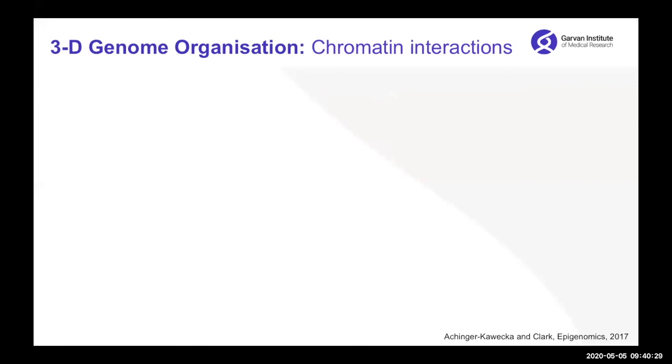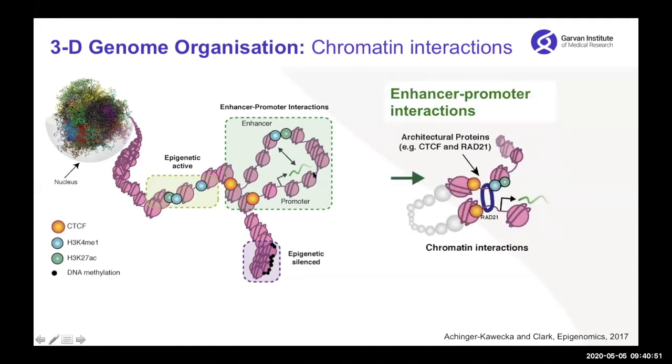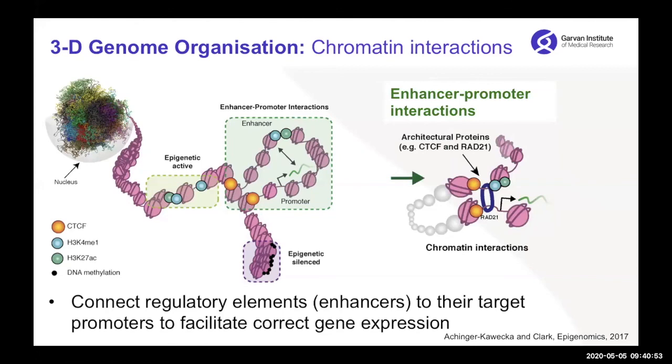So as Anthony already mentioned, the 3D genome is organized inside the cell nuclei in a very tightly organized manner. And the first level of organization that we looked at were the chromatin interactions. So these are interactions frequently between enhancers and promoters. They are maintained by CTCF and cohesin, and we know that chromatin interactions connect regulatory elements like enhancers to the target gene promoters, and that facilitates correct gene expression patterns.